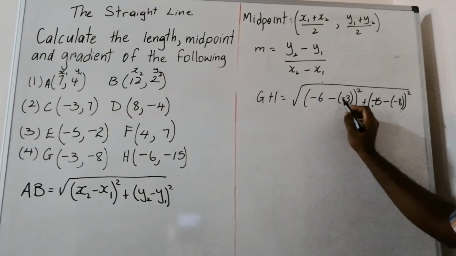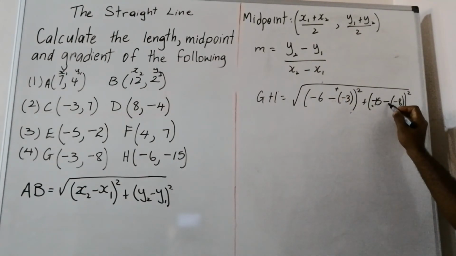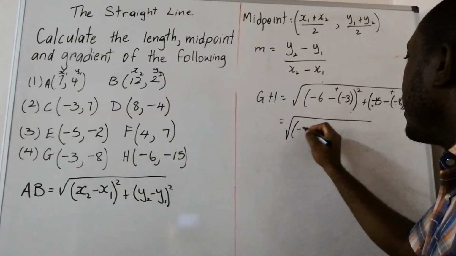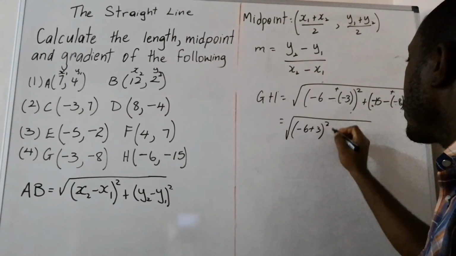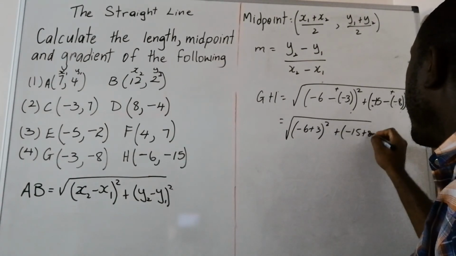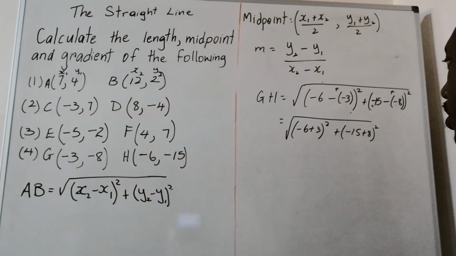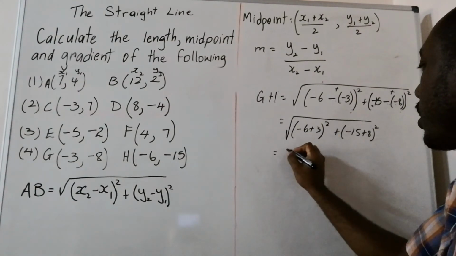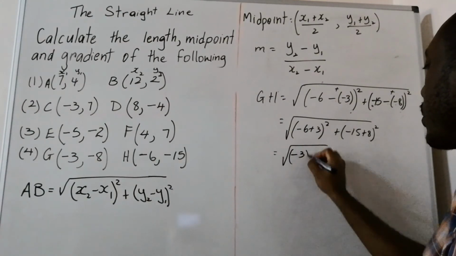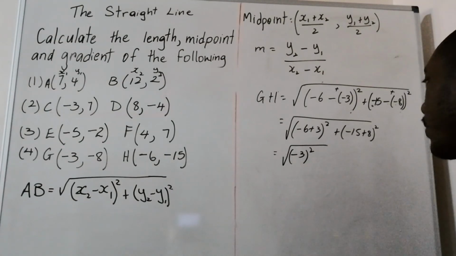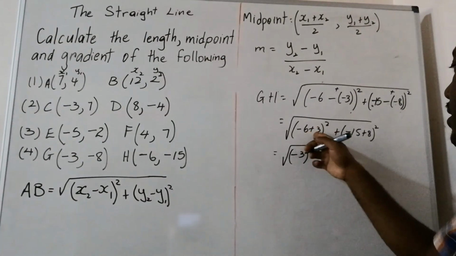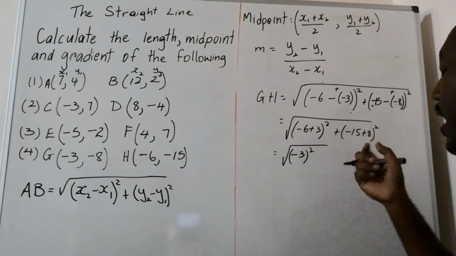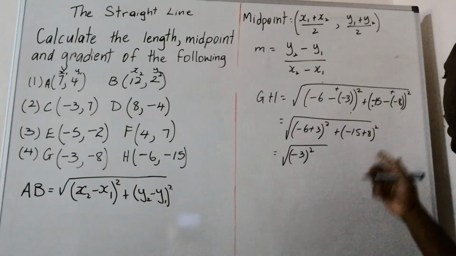Now here, when a negative and a negative come, remember that becomes a positive. The same here. So we could rewrite this as the square root of negative 6 plus 3 all squared plus negative 15 plus 8 all squared. Alright? So let us simplify this. Negative 6 plus 3 will give us negative 3, right? The two signs are different. The 3 is positive, the 6 is negative, so we subtract, and the answer takes the sign of the bigger number, which is negative.